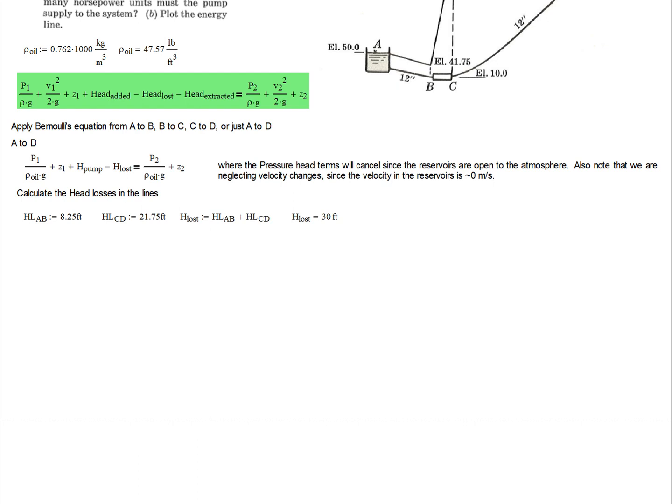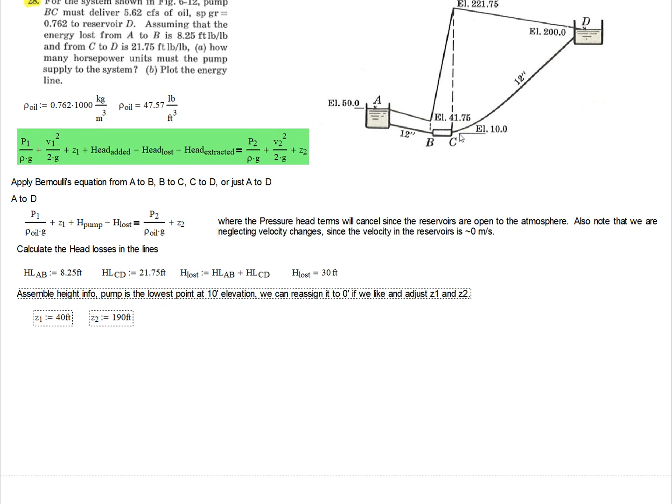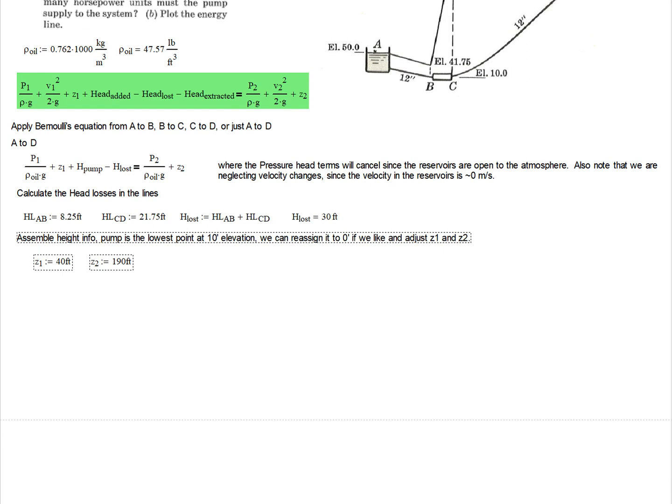The next thing we need to do is make sure that we are accounting for our elevation differences consistently. You notice that our pump is not given at 0. The elevation is 10 and 50. So what I'm going to do is set our pump elevation as the datum at 0. That means Z1 is going to be 40 feet, and if this is 0, Z2 is going to be 190 feet. So make sure you're careful with your elevations.